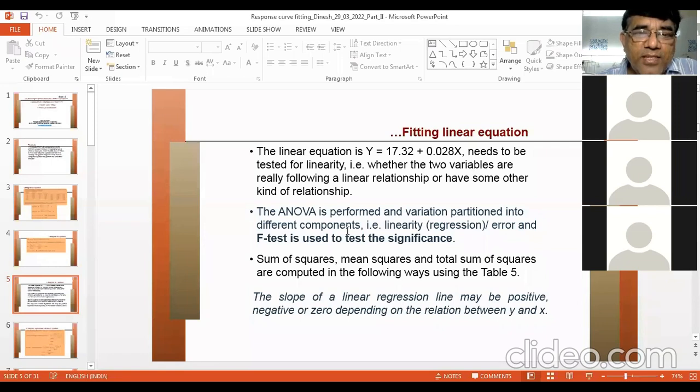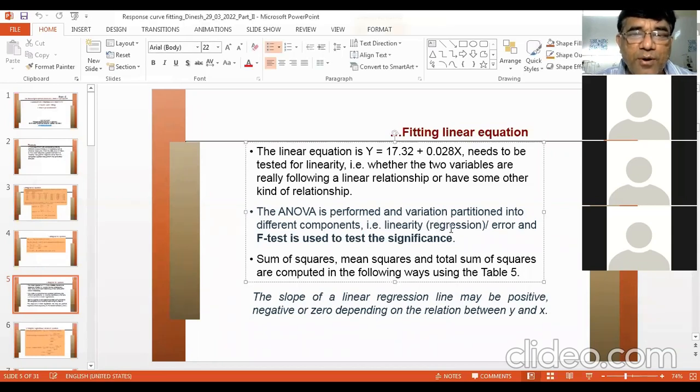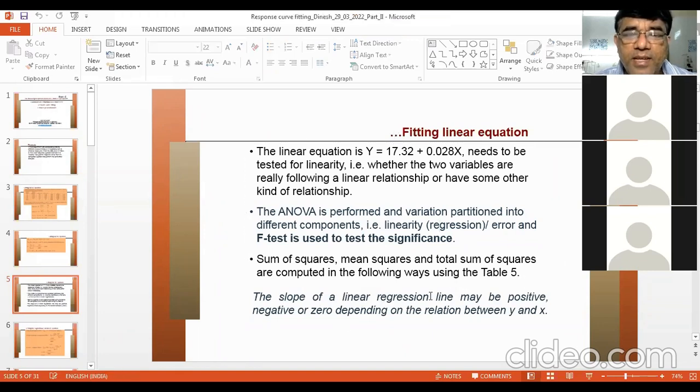The analysis of variance, ANOVA, is performed and the variation is partitioned into different components, that is regression or linearity, and error. The F-test is used to test the significance. Sum of squares, mean squares, and total sum of squares are computed. You can see this in the next table. The slope of the linear regression line may be positive, negative, or zero, depending on the relationship between y and x. The slope can be positive or negative, so that is actually the direction of change.